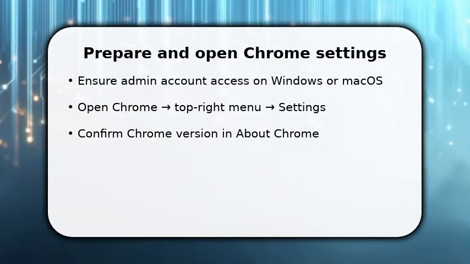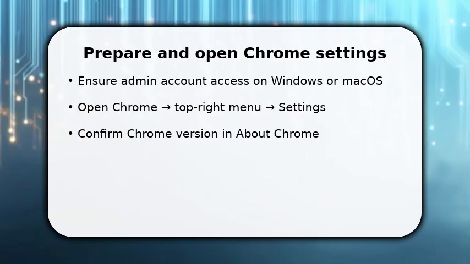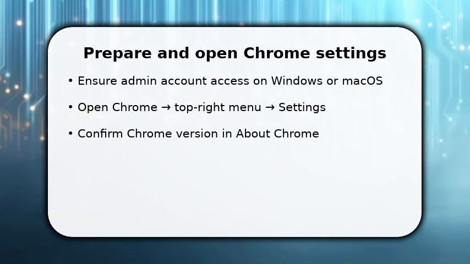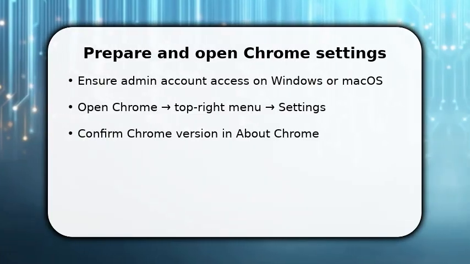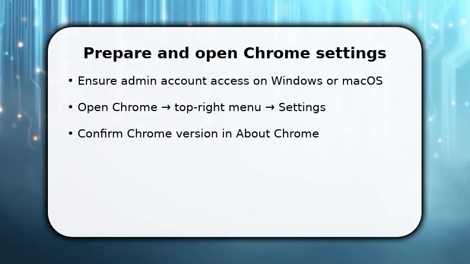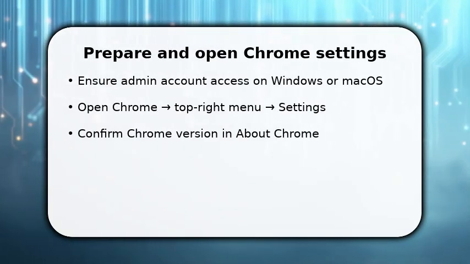You start by confirming you have an administrator account because you will change system-level protection. Open Chrome, click the three dots, then Settings. Once there, go to Safety Check or Privacy and Security. Make sure About Chrome shows the latest version so settings behave predictably.